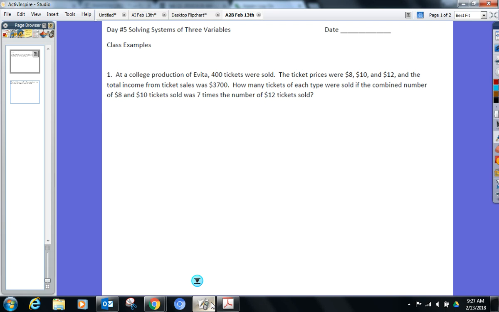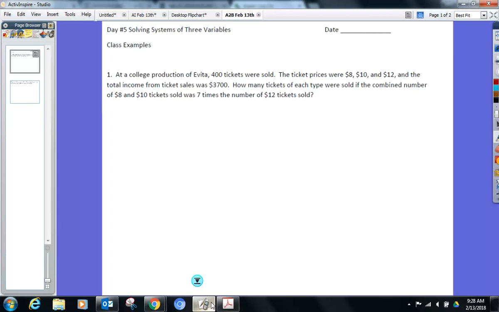As you read through it, do you see there are three things I need to find? What are those three things I need to find here? How many tickets of each type? What are the types that were sold? $8, $10, $12. All right, so we can set up our variables right there.